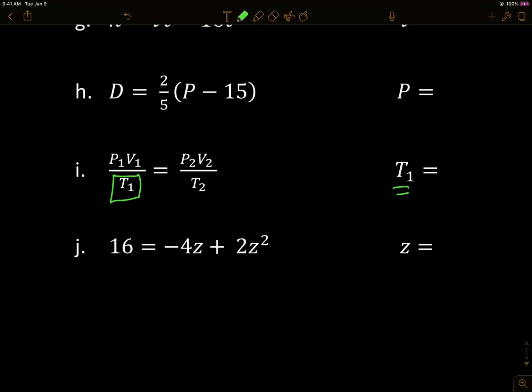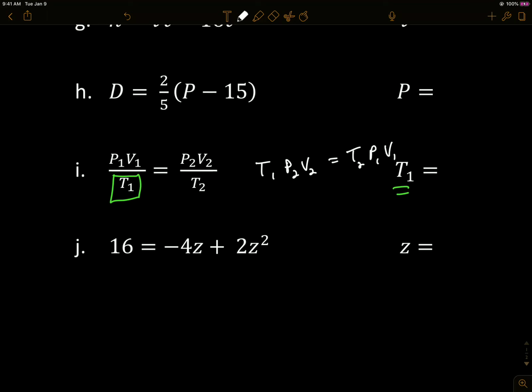So I'm going to start by multiplying both sides. I'm just going to do the cross multiply. I'm going to do both of those things in one step. So my new equation is going to be t sub 1 times p sub 2 v sub 2. And the other side of my equation is going to be t sub 2 times p sub 1 times v sub 1. And remember, we're solving for t sub 1.